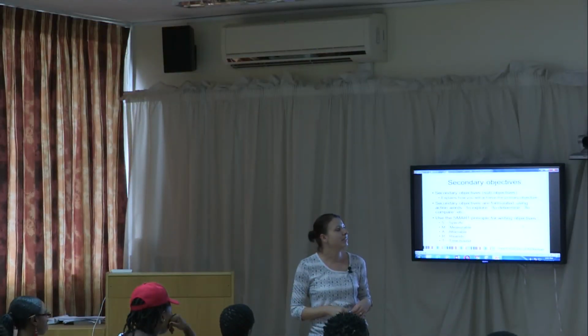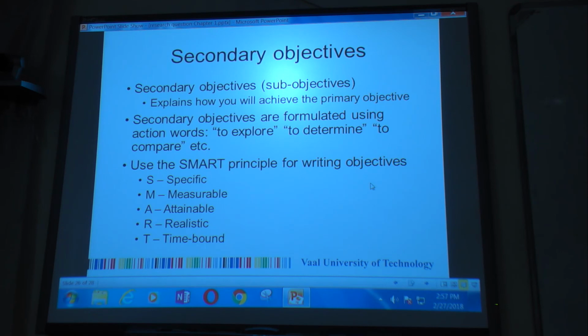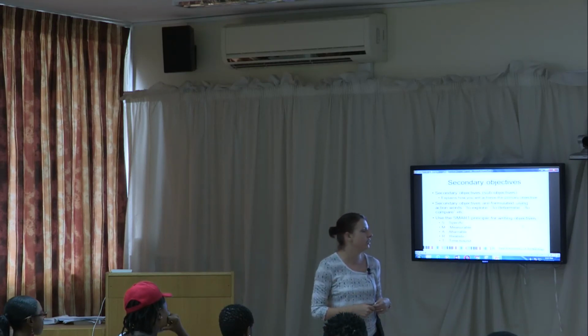They are formulated using words such as to explore, to determine, to compare. We're going to look at examples. And you can apply the SMART principles for writing these objectives. They need to be specific. They need to be measurable. So you actually need to, at the end, say, I did do this, or I did not do this. I did reach this objective, or I did not reach this objective. So it should be measurable. It should be realistic and attainable. In other words, you need to be able to find information about that, or you need to be able to conduct that specific step in order to reach the main aim of the study.